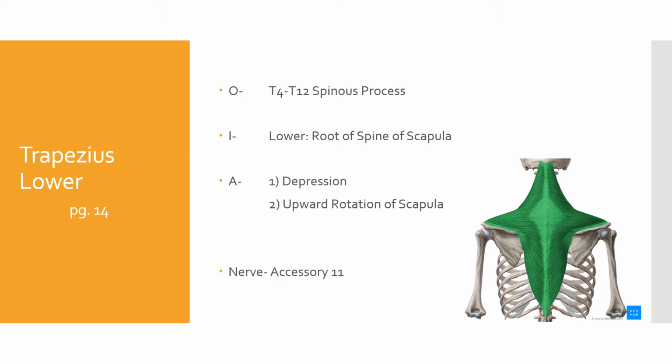Trapezius lower origin, T4 to T12 spinous process. Insertion, lower, root of spine of scapula. Two actions include depression and upward rotation of scapula.